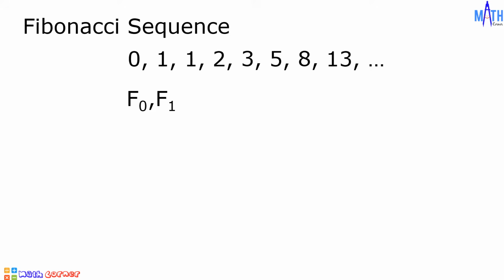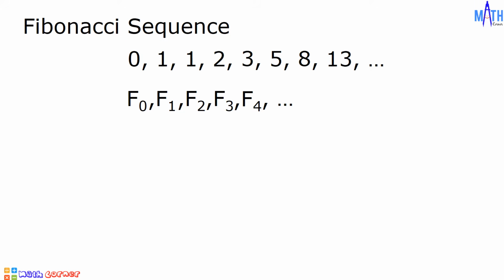The first term of Fibonacci sequence is denoted by f sub 0. The second term is f sub 1. The third term is f sub 2. The fourth term is f sub 3. The fifth term is f sub 4, and the pattern continues. We have the first 8 terms of Fibonacci sequence.